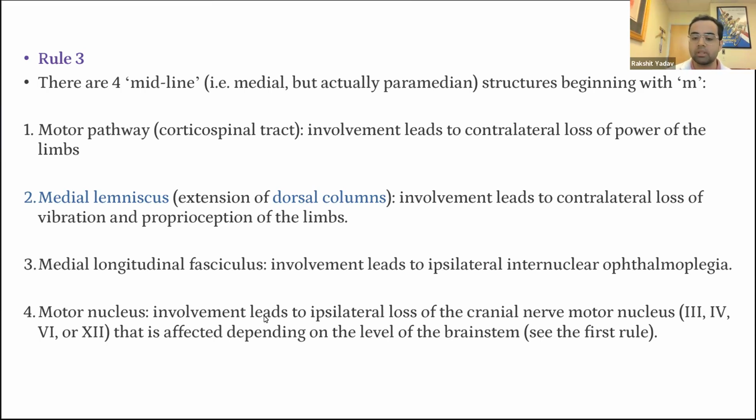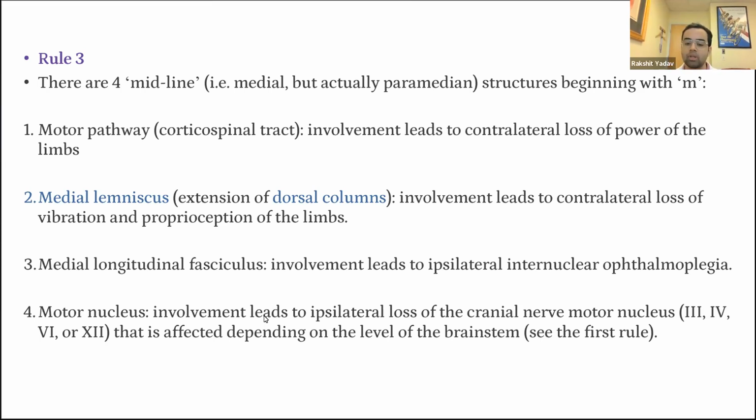Then you have the medial lemniscus. Involvement of the medial lemniscus leads to contralateral loss of vibration and proprioception of the limbs. Then you have the medial longitudinal fasciculus. This tract is involved in internuclear ophthalmoplegia.